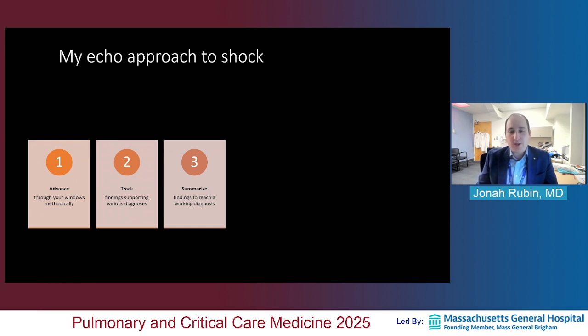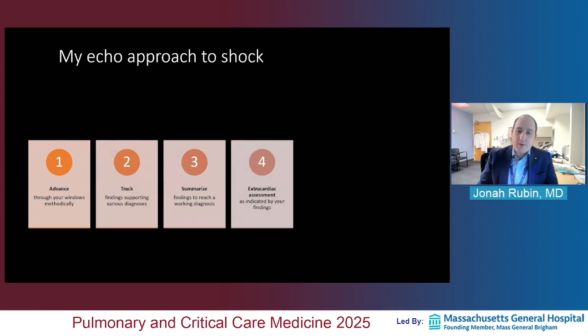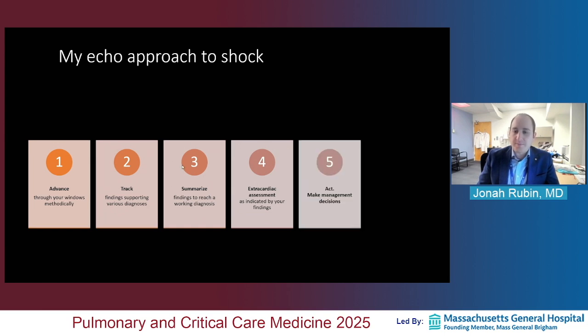And the other thing I would remind you is that while I'm focusing this talk today on echo, on the heart ultrasound, there's also benefit and value added in the extra cardiac assessment. If you're concerned about a PE and you know how to do lower extremity venous ultrasounds and you find a clot, that can guide your management. If you find B lines bilaterally on your lung ultrasound, that might clue you in more to a cardiogenic shock, et cetera. And then the final things that you do is you act.